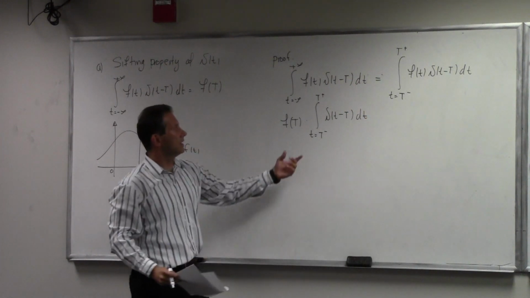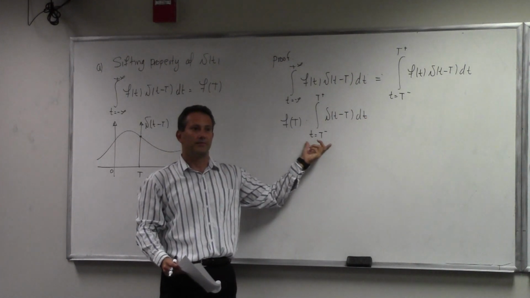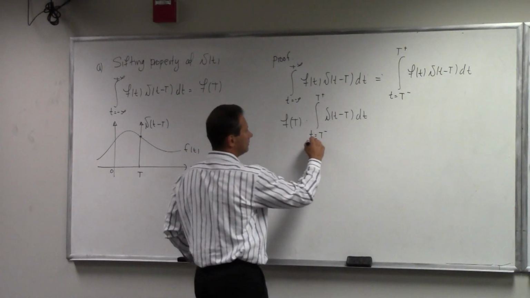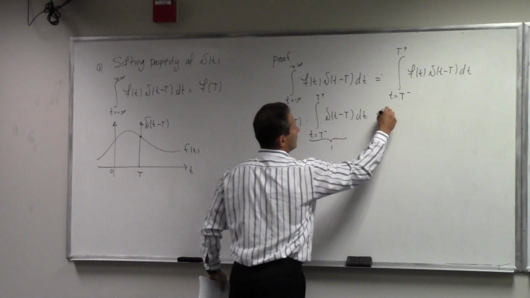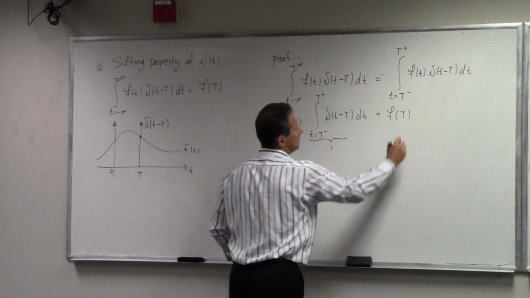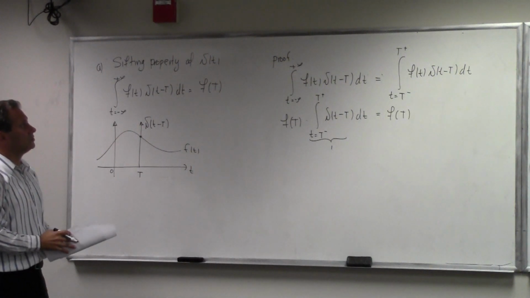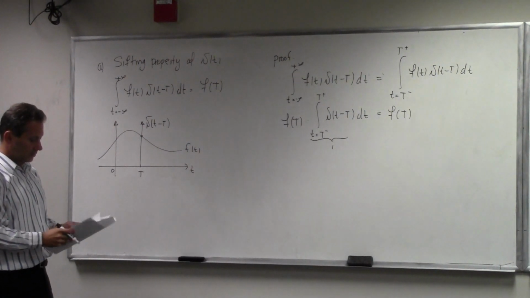Now this is the area under the curve of a delta pulse. What is that area? 1. So this whole thing is 1. So the value is f of capital T. So that's an interesting property. We're going to use it quite a bit throughout the course.